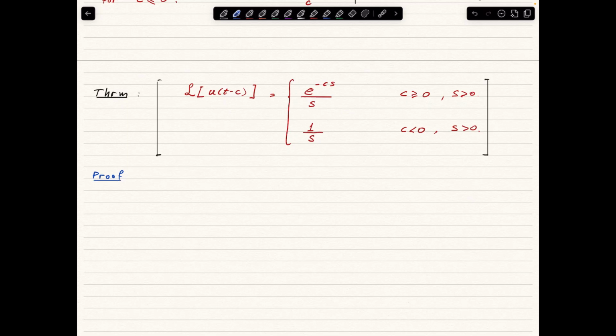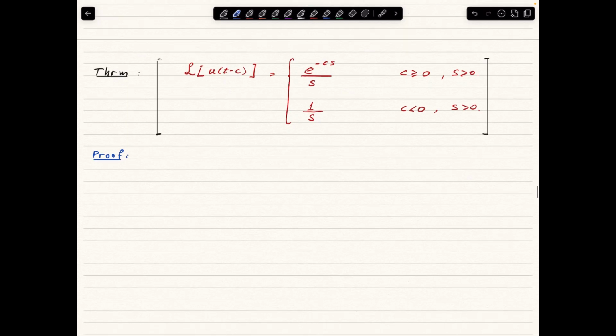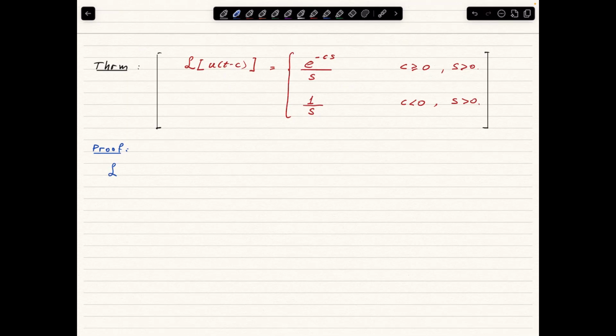How do we prove this result? Well, we need to compute the Laplace transform of the step shifted by c. By the definition of the Laplace transform, this is the limit as capital N goes to infinity of the integral from 0 to capital N of the exponential negative st, and now we need to put here the step t minus c dt.